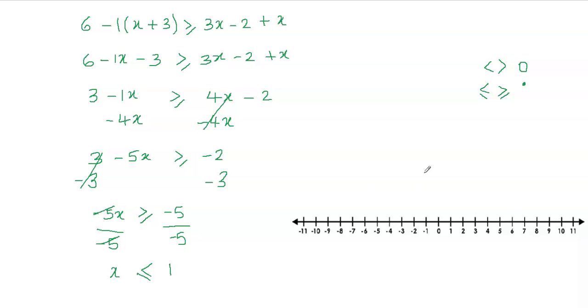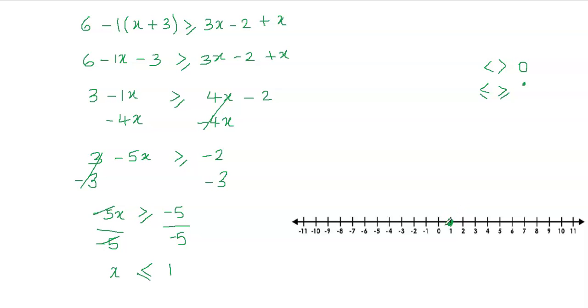Now the question is, should I make the open circle or should I make the closed circle? Well, I would have to make the closed circle because I have less than or equal sign in my inequality. See, this is less than or equal sign, so I will have to make a closed circle on positive 1. And x is less than or equal to 1. X is either equal to 1 or it's less than 1, right? Any value which is less than 1 or equal to 1 is the solution set.